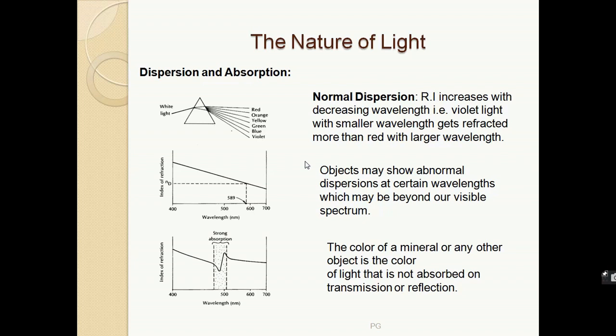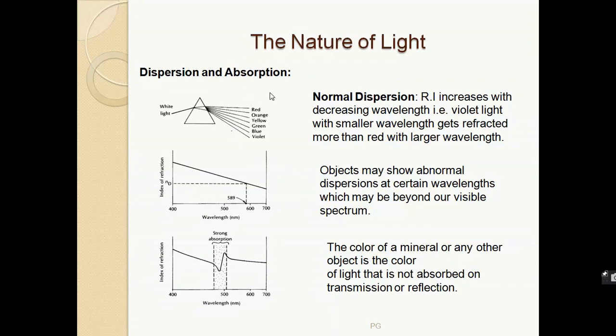This bending of light, or this refraction of light, changes with the wavelength. Red has the highest wavelength and it is refracted less than violet, which has the shortest wavelength. So the short wavelength lights are refracted more than the long wavelength lights.